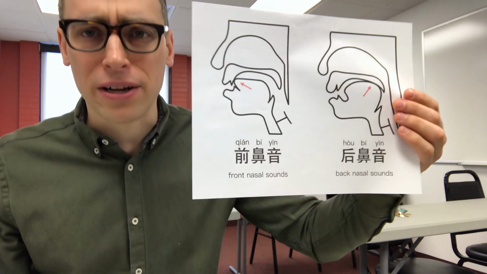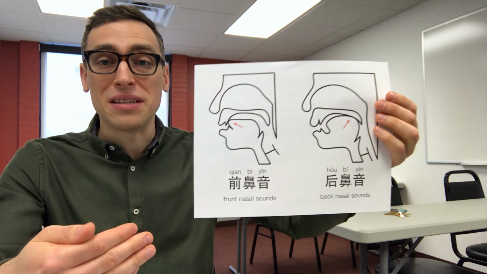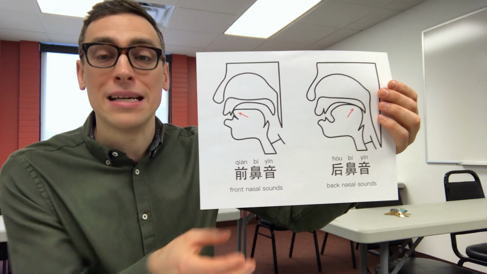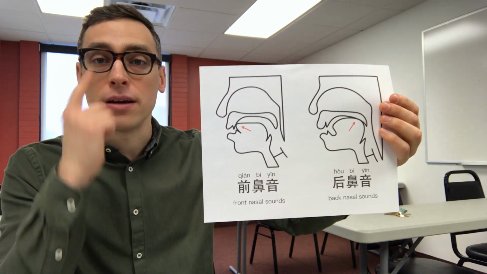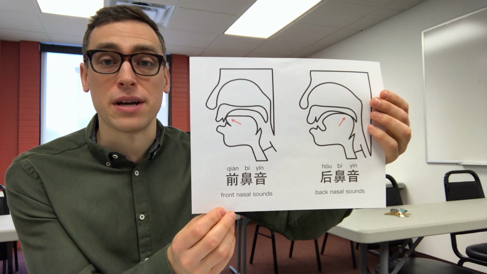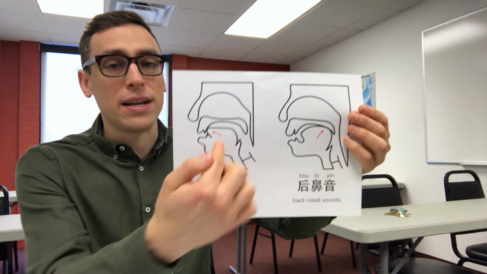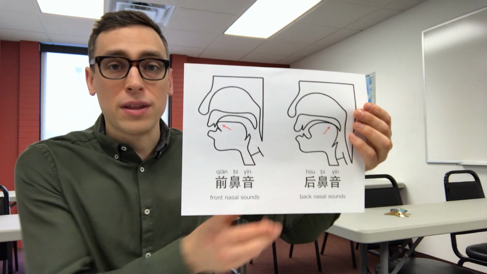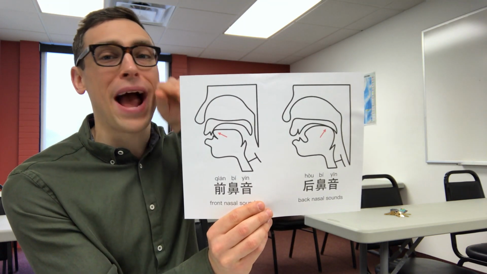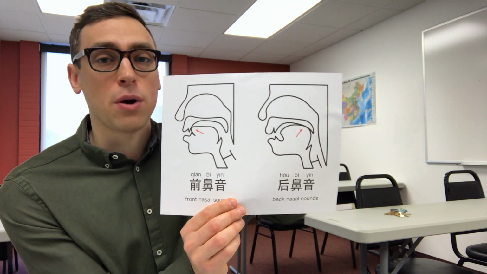There's a handy chart here I found online, kind of mapping out what your tongue is doing for these front and back nasal sounds. For the front nasal sounds, they're called 前鼻音, 前, front, 鼻, nose, 音, sound, 前鼻音. So these are the front nasal sounds. Your tongue is closing off the airway right near the front of your mouth. For the back nasal sounds, your tongue is closing off the airway with the very back of the tongue. It's moving back, closing off the air farther back towards almost where it's going down your throat.